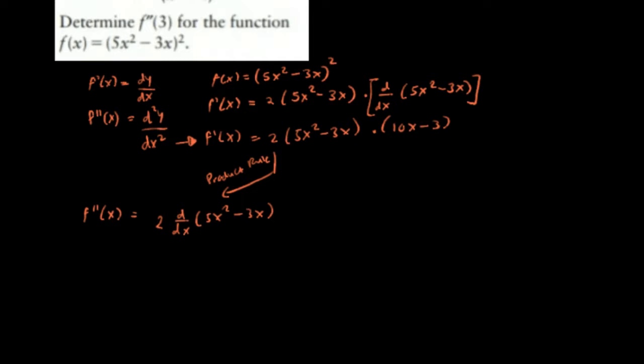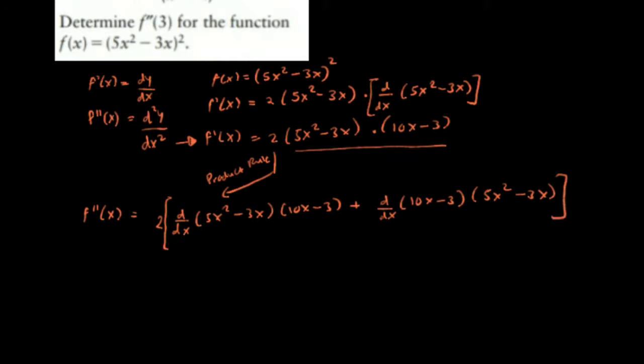Derivative of 5x, I'm going to put the 2 out here fully and just work on finding the derivative of the inside. Okay, so we'll do the derivative of the left times the right, 10x minus 3, plus the derivative of the right factor, 10x minus 3, times the left factor, 5x squared minus 3x. And then we're going to use the giant square bracket, right?